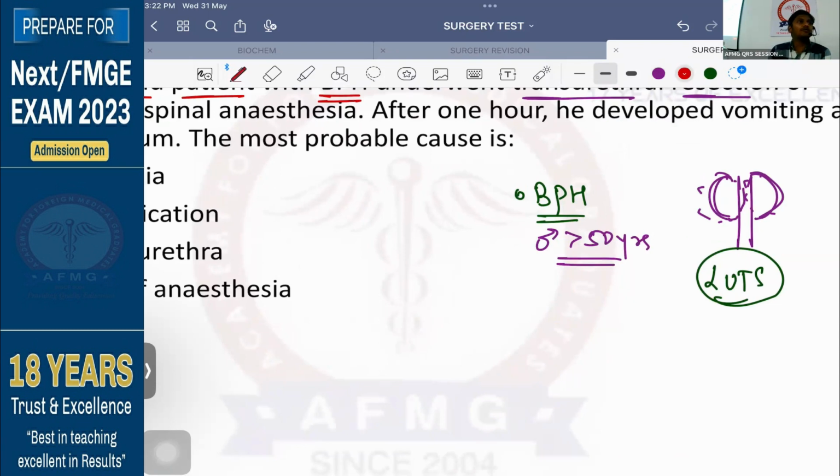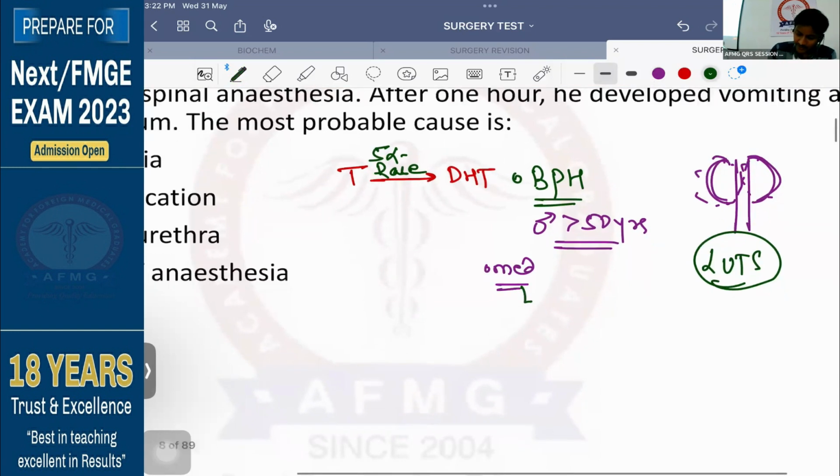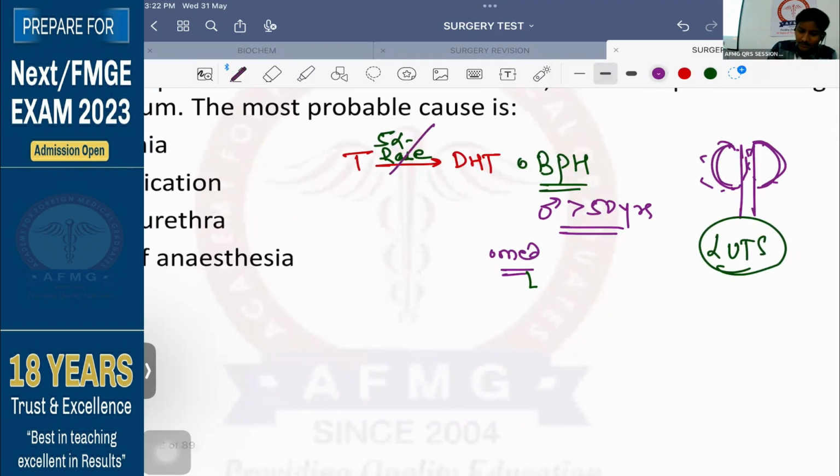Okay, and it is due to the action of which hormone on the prostate gland? Testosterone or DHT? DHT, the active form. If both are in the options, it is the active form of testosterone called DHT, dihydrotestosterone. Okay, because when testosterone is converted to DHT, then the action happens, and that is done by an enzyme called 5-alpha reductase. So first line will definitely be medical management. If you do medical management, definitely you will give 5-alpha reductase inhibitors which will decrease the size of the prostate.